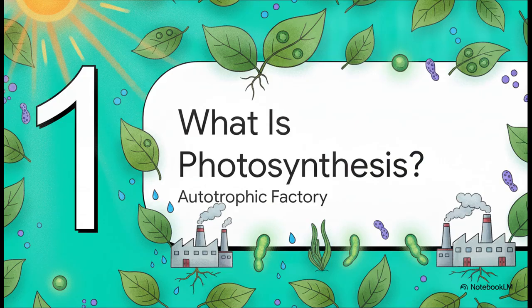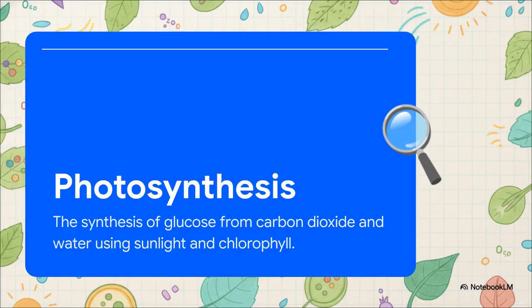So, starting off with section 1, what is photosynthesis? The ultimate autotrophic factory. Okay, so what exactly is this process? By definition, photosynthesis is the synthesis of glucose from carbon dioxide and water in the presence of sunlight and chlorophyll. I'll say that one more time so you can really lock those technical terms in your mind. It is the synthesis of glucose from carbon dioxide and water in the presence of sunlight and chlorophyll.